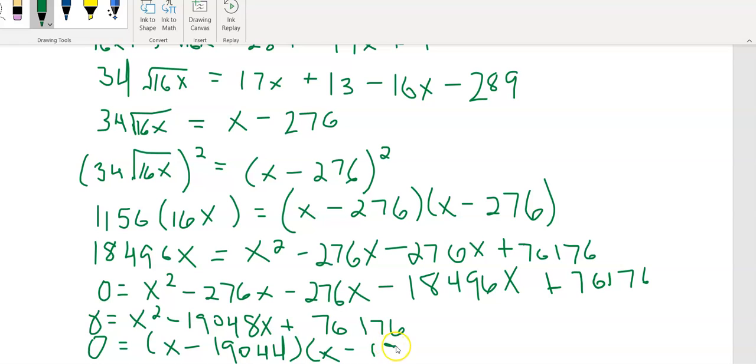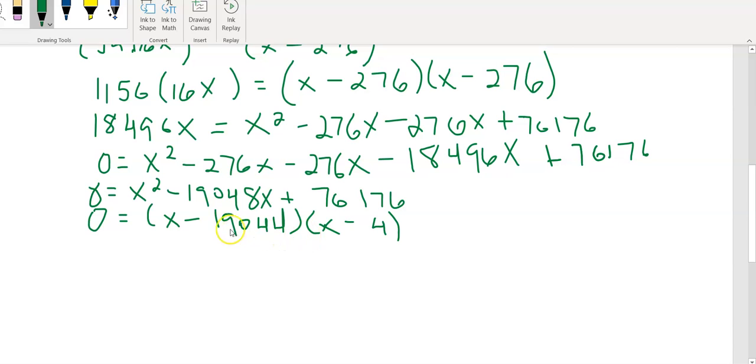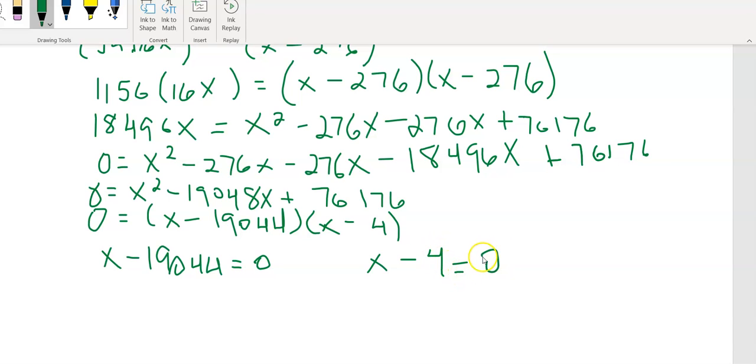So it's ugly numbers. Oops, I'm sorry. Erase. We need 4 there. So 4 times 19,044 multiplies to 76,176. And of course, if we add them together, that gives us this. All right, and so if we set these to 0, we're going to get the two possible answers of 19,044 and 4. And one of these is probably extraneous.